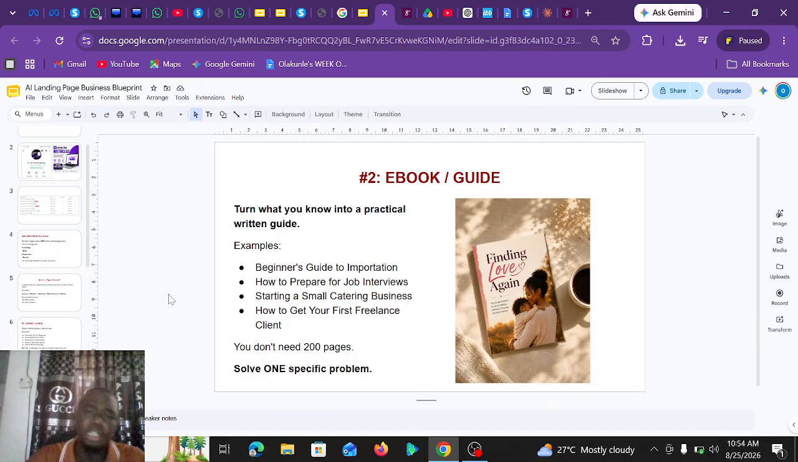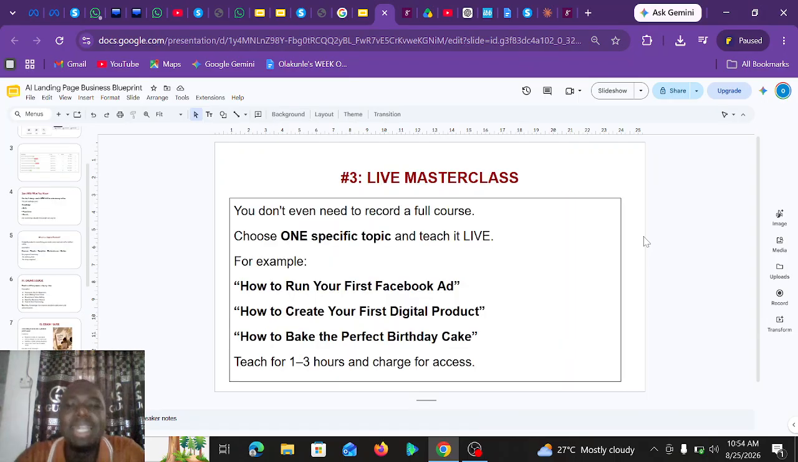Now, this ebook that I wrote is about 50 pages. And I just solved a problem. You can see the problem is that single mothers are finding it difficult to find love. So we solved that problem in an ebook, in a practical guide, and we are selling it, and single mothers are getting love again, and we are making our money from it. You see that?